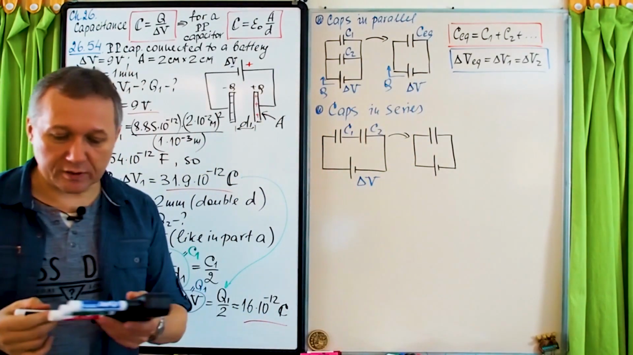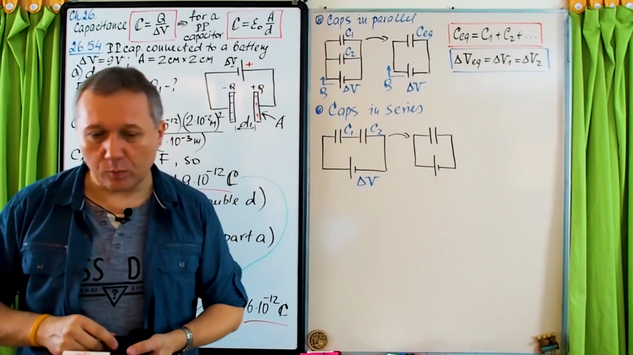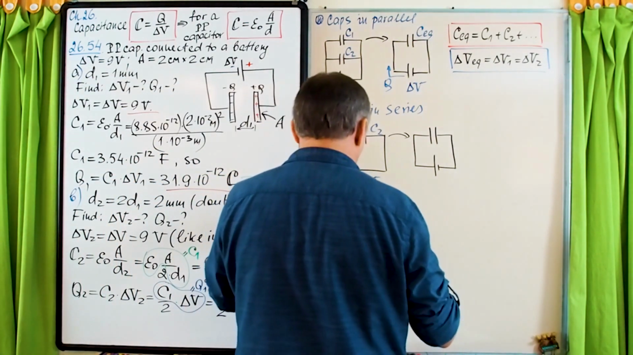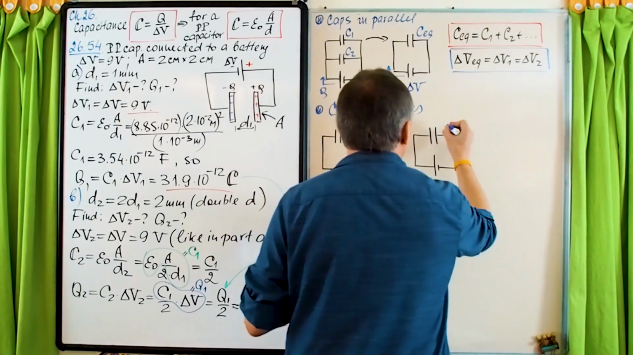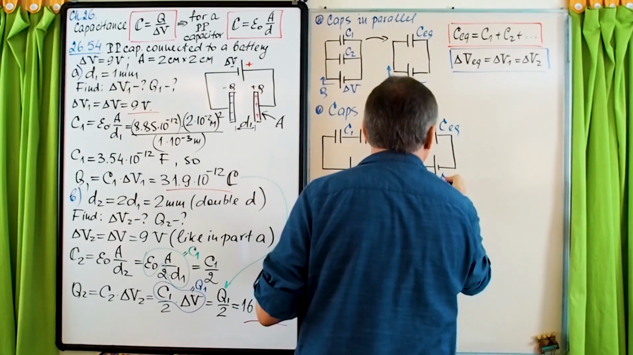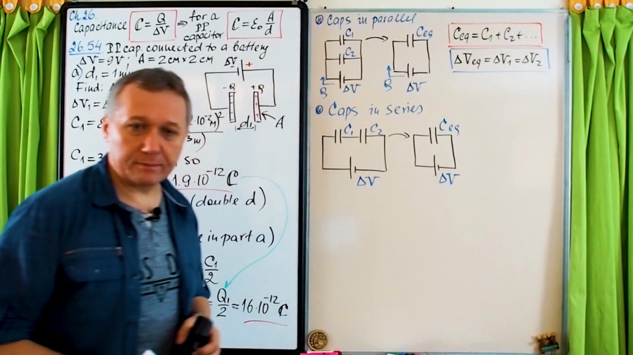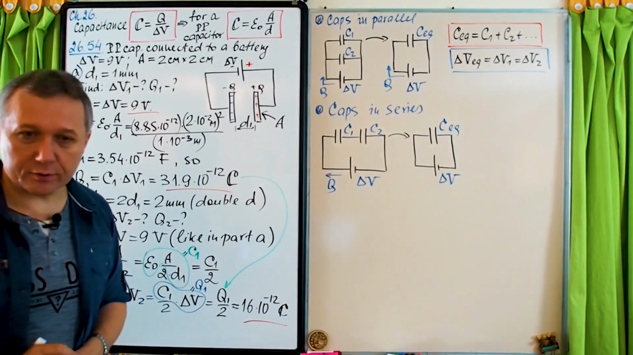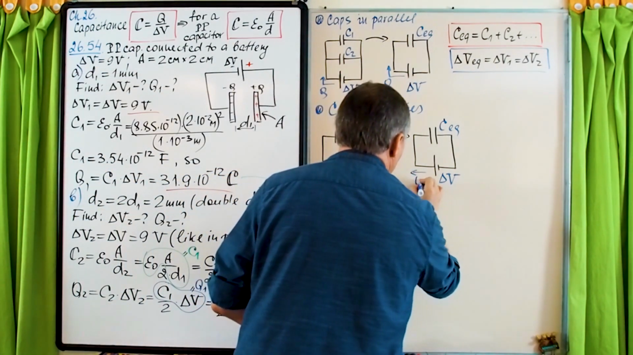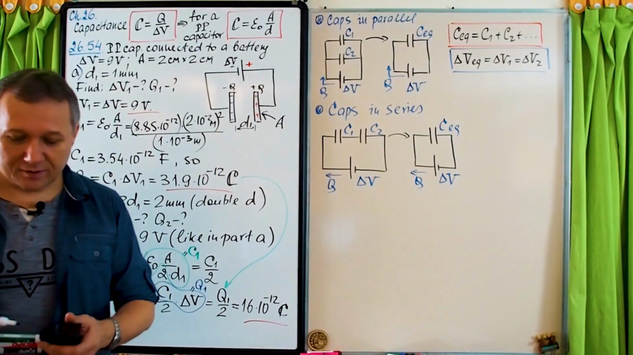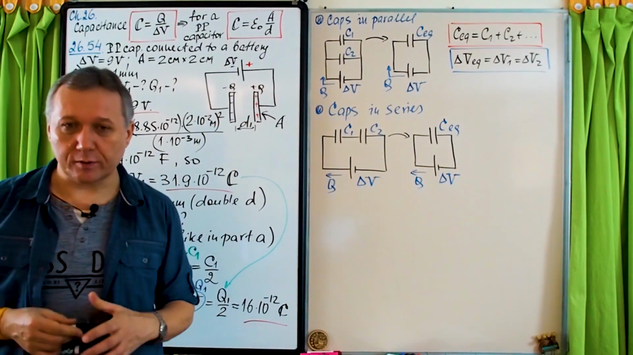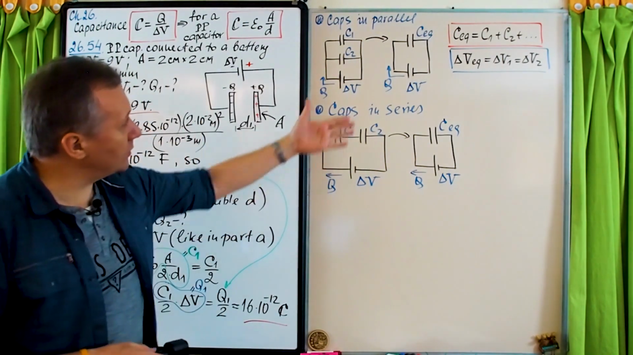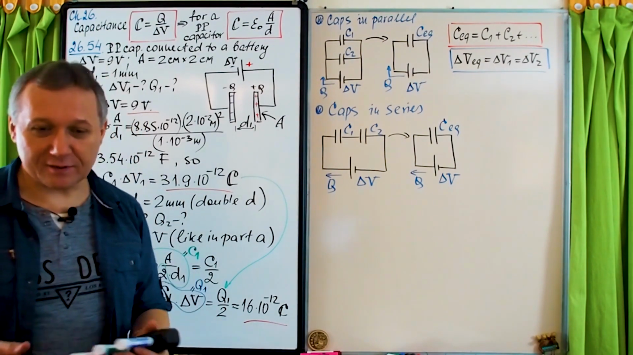And again, when you do this replacement, the rest of the circuit must work in exactly the same way. So this is C equivalent, and this is still delta V. And if some charge Q is taken from the battery in the real circuit, exactly the same charge Q must be taken from the battery in the equivalent circuit. Right. The rest of the circuit must not be disturbed. Okay, and now let's write similar pieces of physics and formulas.